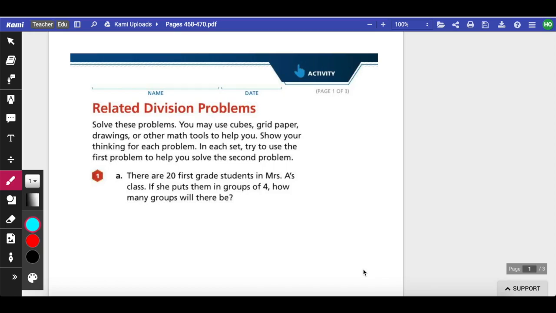What I do is pages 468 to 470, and it's related division problems. So the directions are to solve these problems. You may use cubes, grid paper, drawings, or other math tools to help you, and show your thinking for each problem. In each set, try to use the first problem to help you solve the second problem.